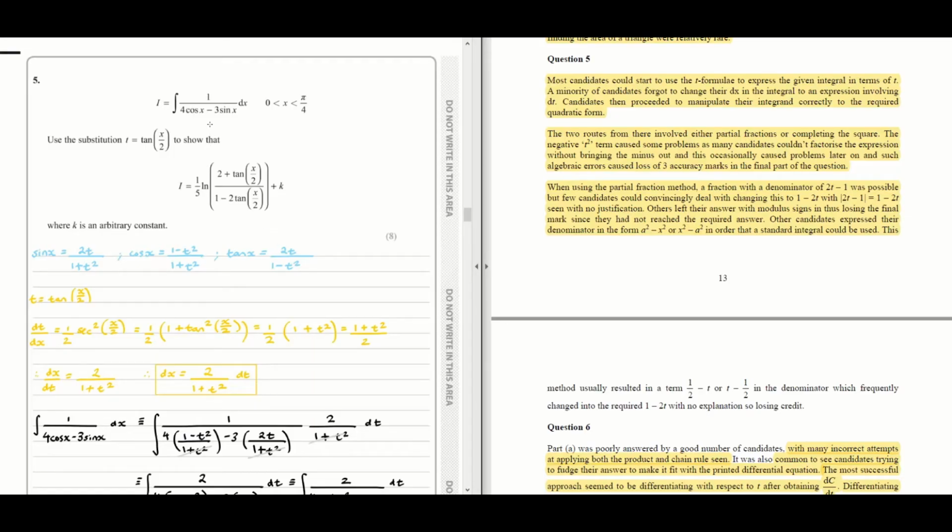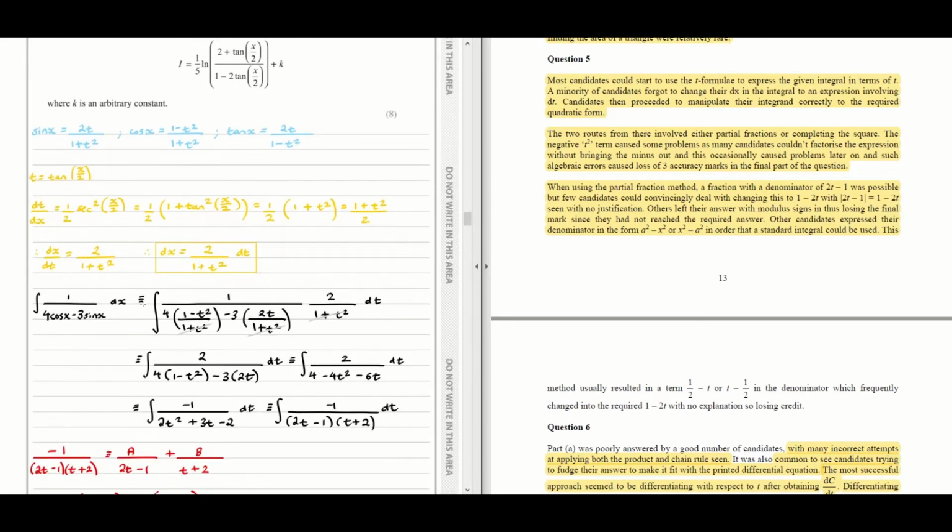Question 5 was concerning the t formula, and we had to use that to solve some sort of an integral in terms of t. A lot of people managed to use the substitutions correctly here, but they forgot to replace the dx over here. And if you learn this result, it's a fairly standard result, and it's just a fairly standard thing to do, to replace the dx with what we have over here.